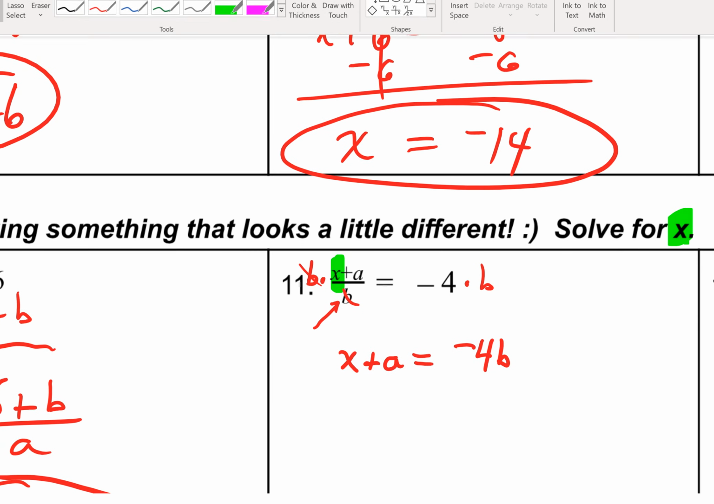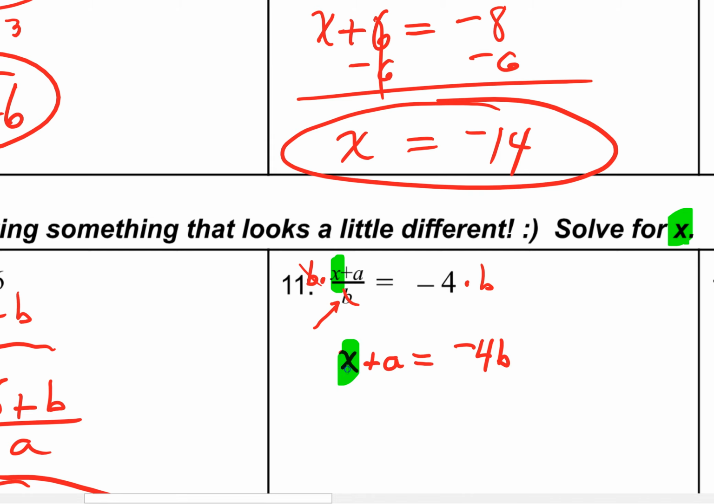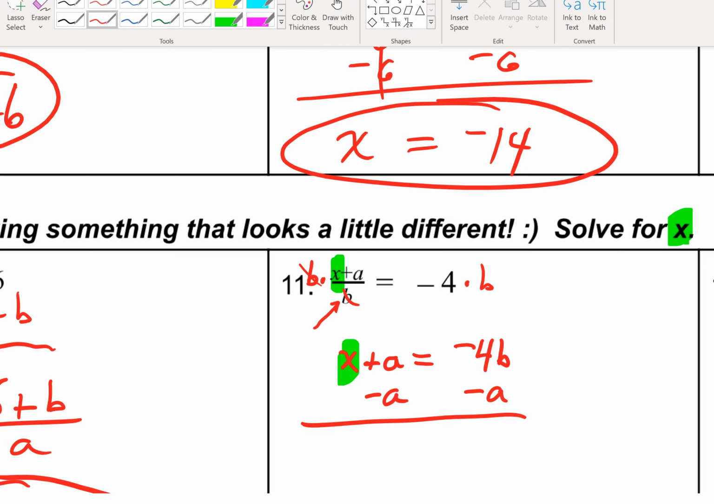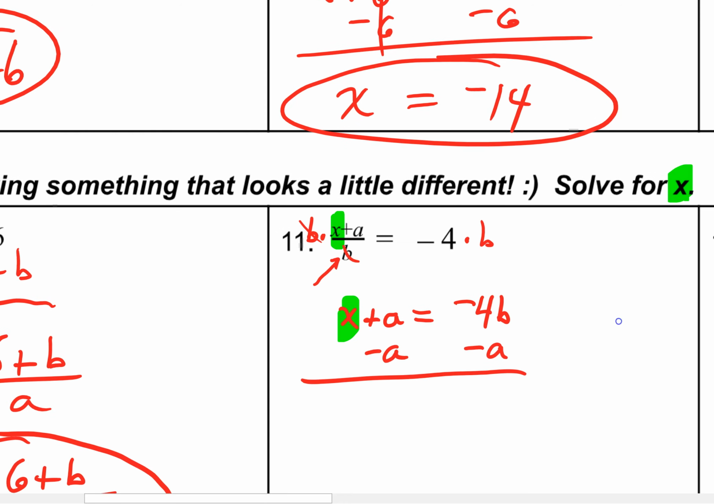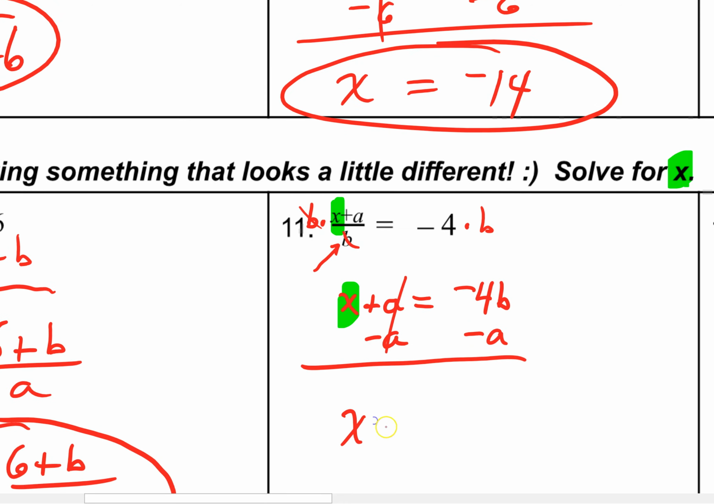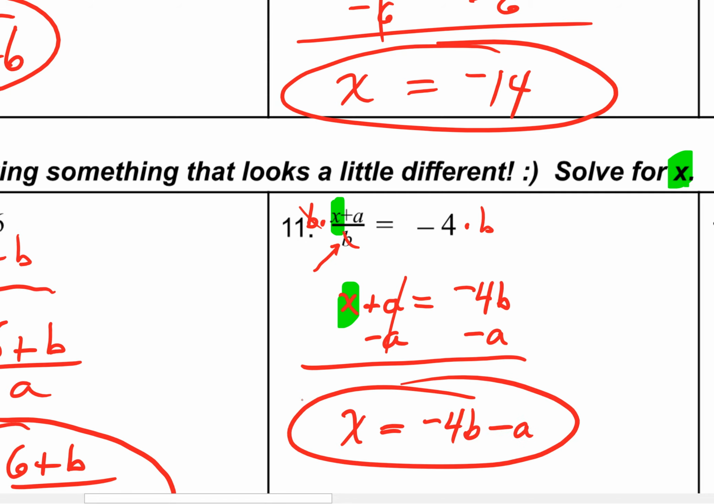And wow, we are so close to wrapping this up. We almost have x alone on the left-hand side, but we don't want to see a plus a, I am sorry. So what's the opposite of adding an a? Well, we're going to subtract that a. And what are we left with? Negative 4b minus an a. And that's as far as we go here.